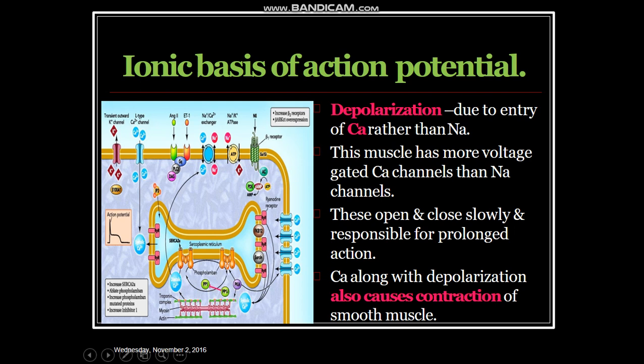This muscle has more voltage-gated calcium channels than sodium channels. What do you mean by voltage-gated? That means whenever the electrical potential changes, that causes the opening or closure of those channels, which are known as the voltage-gated. These open and close slowly and are responsible for prolonged action. Calcium, along with depolarization, also causes contraction of the smooth muscle.